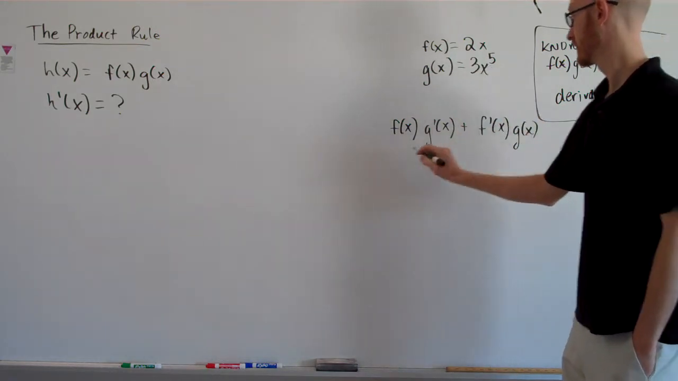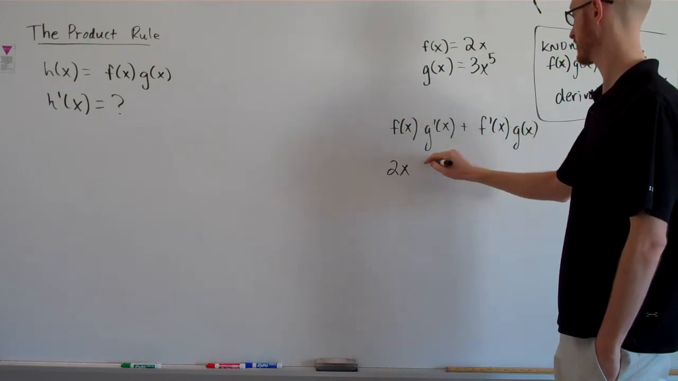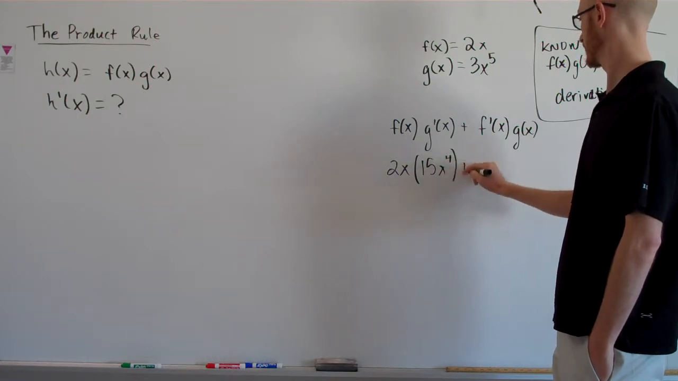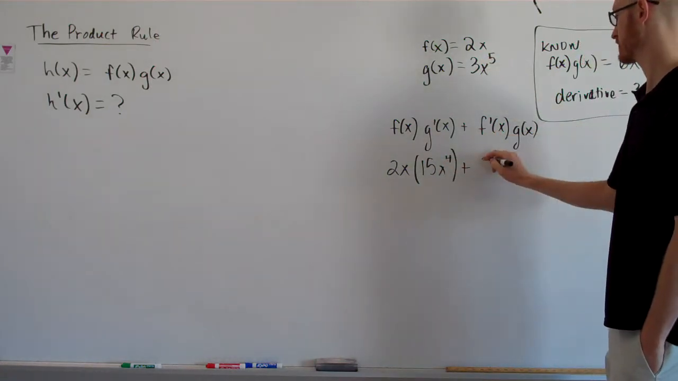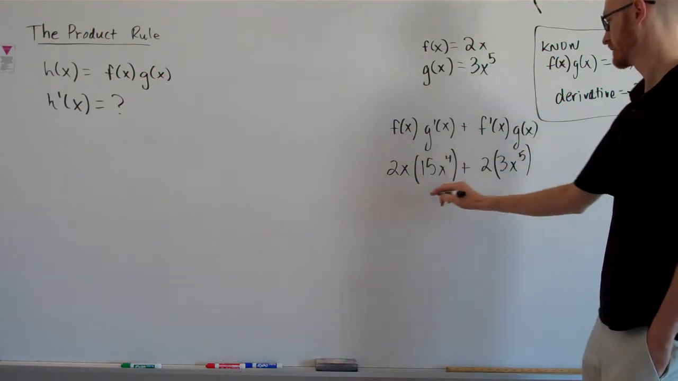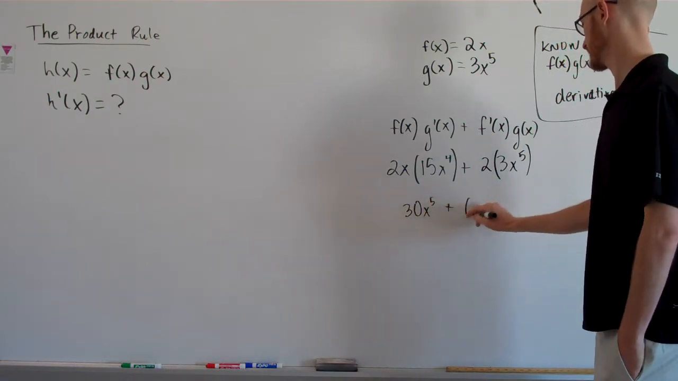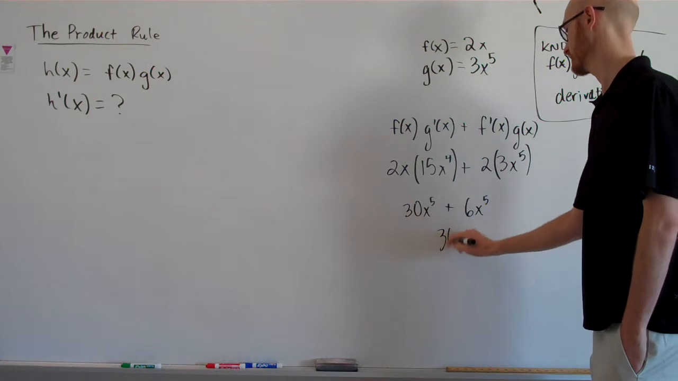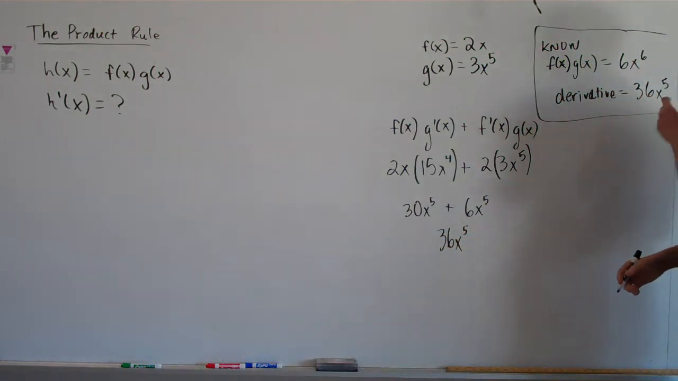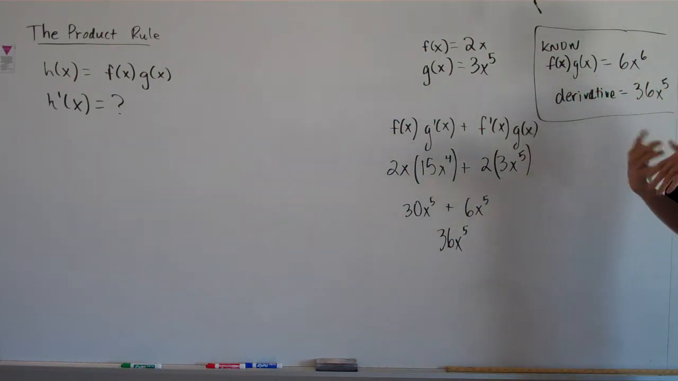So now if we take 2x, the derivative of g is 15x to the fourth. This one's the derivative of the first one, and that's 2. And then g itself is 3x to the fifth. So we get 30x to the fifth plus 6x to the fifth, which is 36x to the fifth. And we knew ahead of time that the derivative should have been 36x to the fifth because we were able to multiply f and g together.